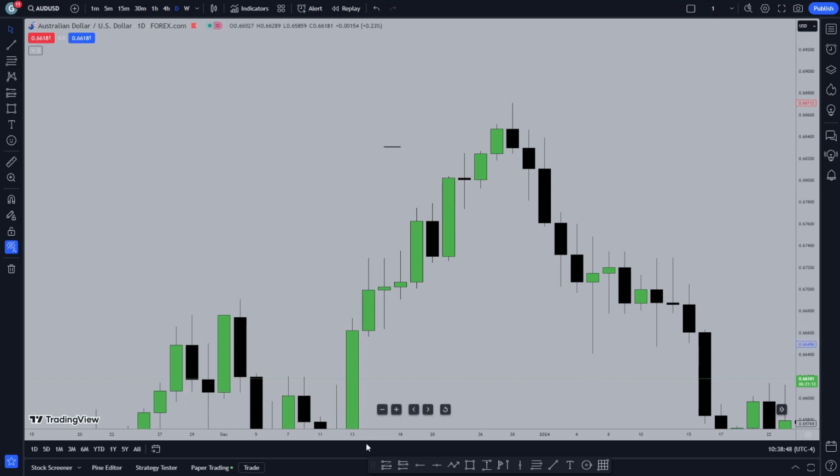And the same thing happened on this day also. It just took the high of this candle, not the low. The same thing happened on this day also, and the same thing happened on this day also. But what happened on the next day? We are predicting that price will be bullish on this day also.